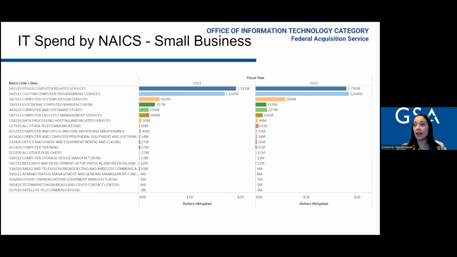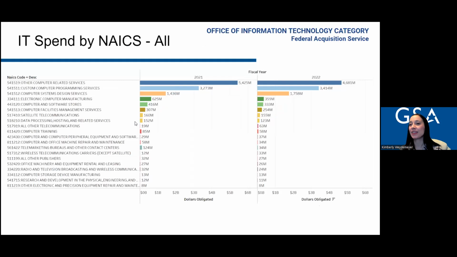I'm sorry, can you go back one slide? I think I have some more data on the other side I missed. There it is. So we can take a look at a few other NAICS on this slide. We have NAICS 541511, which is custom computer programming services. If that's a NAICS you offer, you can notice that in 2021, we had $3.2 billion. And for 2022, we increased to $3.4 billion.